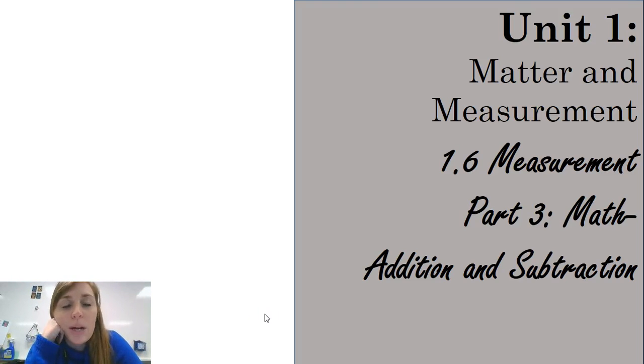Now we're going to keep going with the academic chemistry, Unit 1, Topic 6, which is measurement. We're going through the math, and today we're going to do the addition and subtraction rules. So to start, you're going to want a calculator to work through today's problem. If you don't have one, please go grab one to make sure that you're going through everything properly.